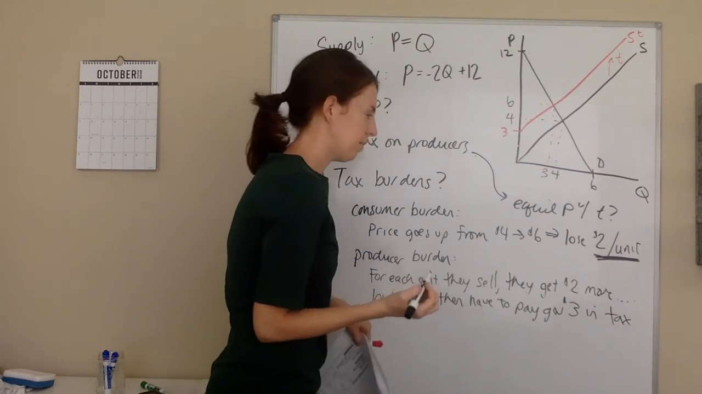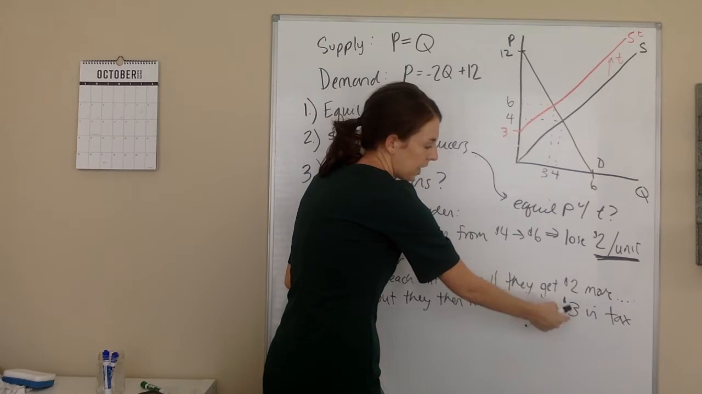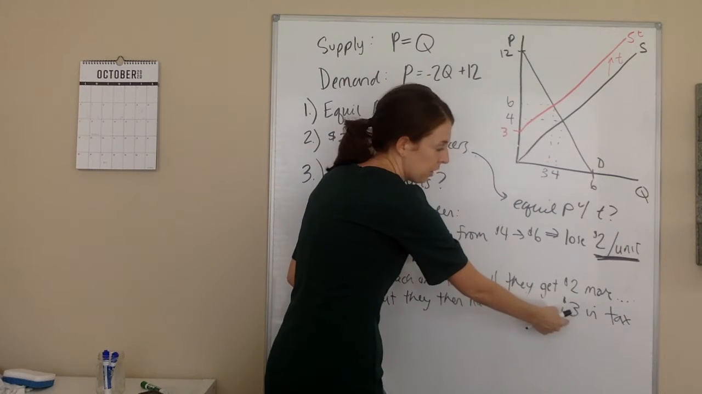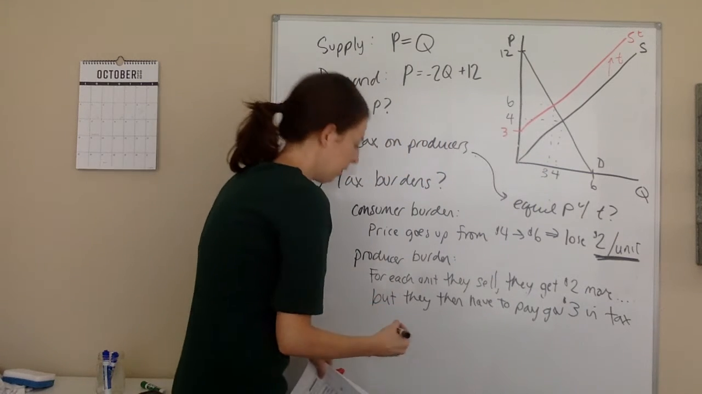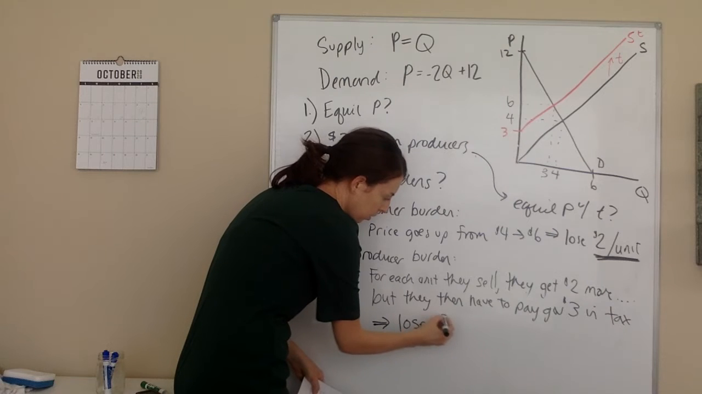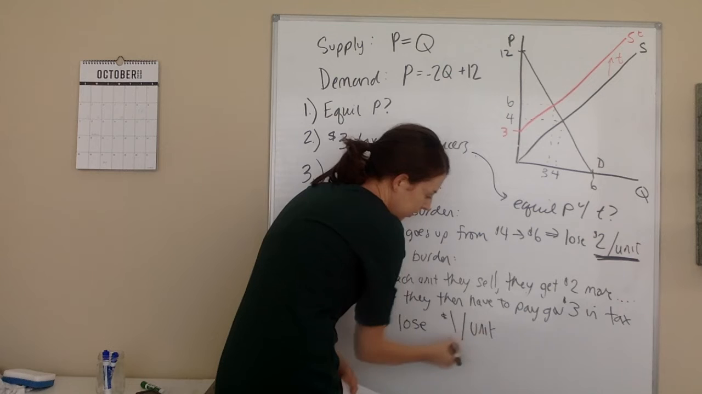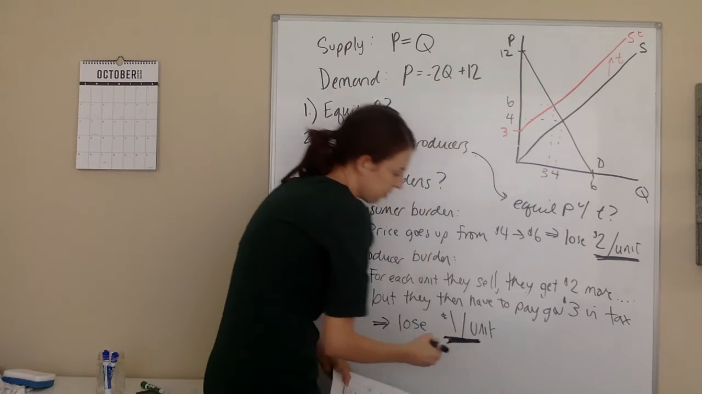So, okay, think about this now. They get $2 more for each unit that they sell, but then they have to pay the government $3 per unit. So in total, they lose $1 per unit. This is the producer's tax burden.